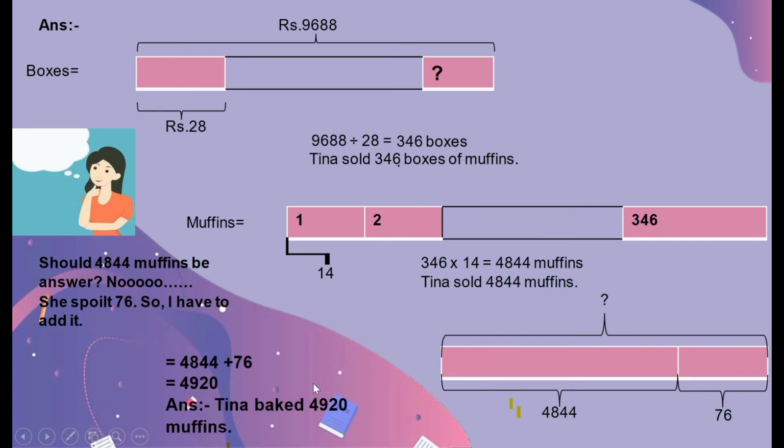Next, how will you do it? You will add these two and you will get 4,920. The answer will be: Tina baked 4,920 muffins.